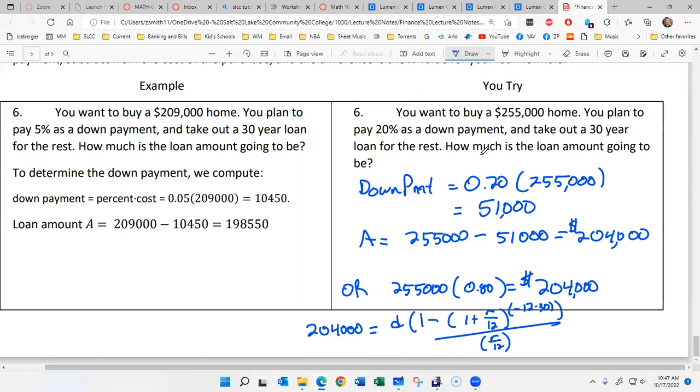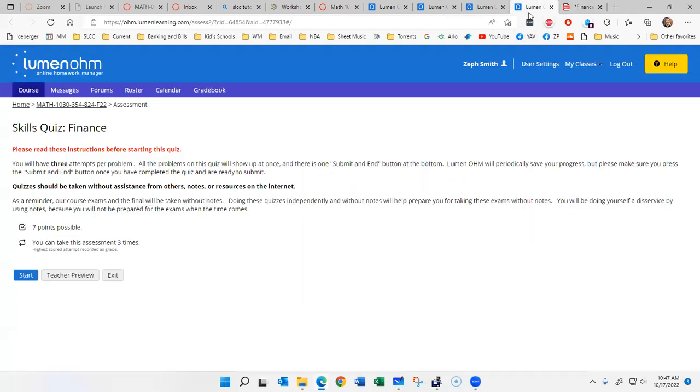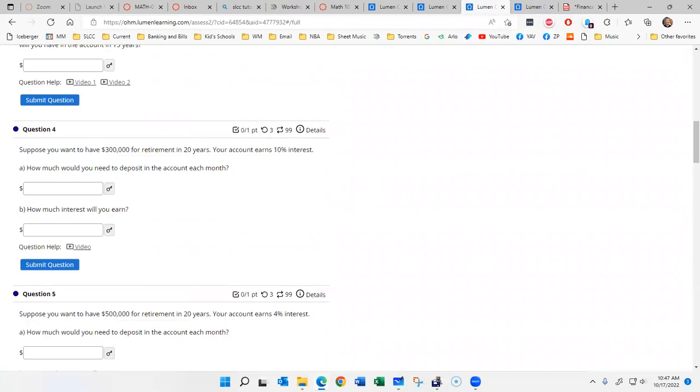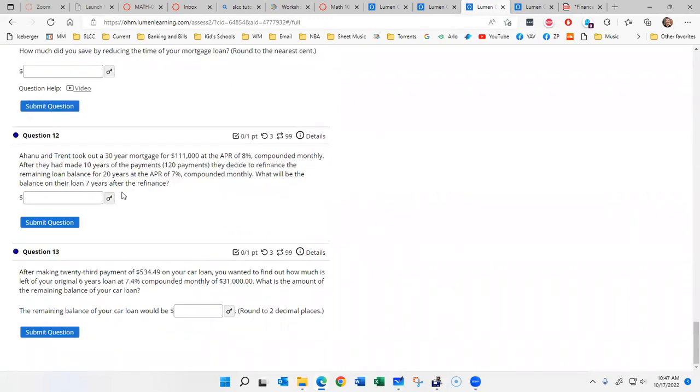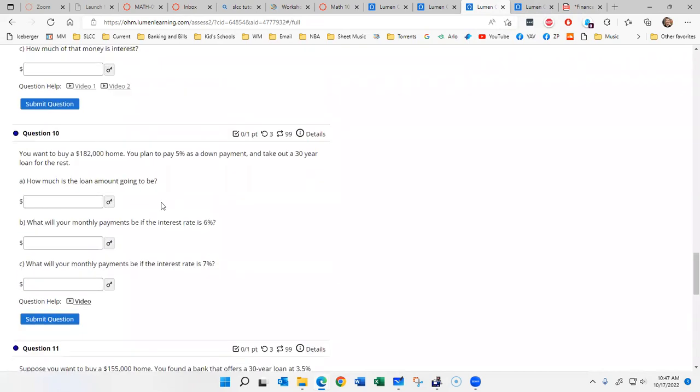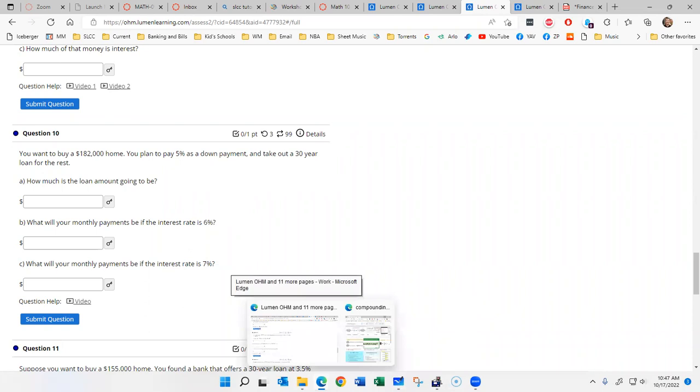This is not usually the only question. If I were to pull up an annuities question from the homework, looking for a down payment problem. There we go. You want to buy a home, you plan on paying a percent down and take out a 30-year loan. How much is the loan amount going to be? That's what we just saw how to do. What will your monthly payment be? And here they provide us the interest rate, because that's what we were missing. So it's a multi-step question.